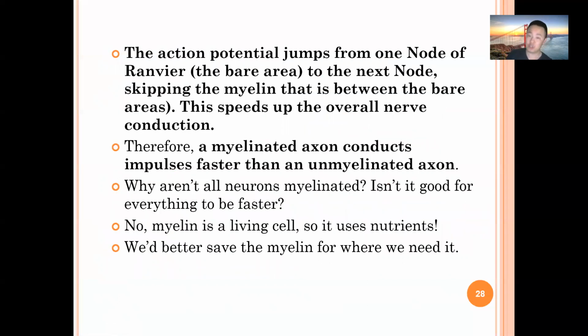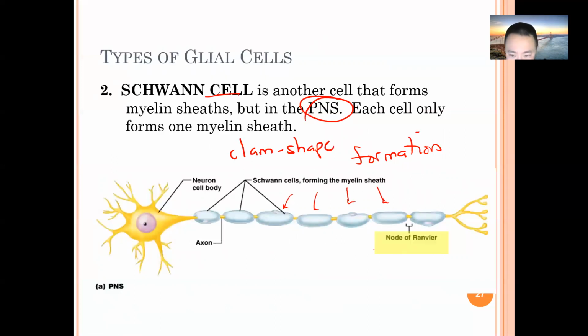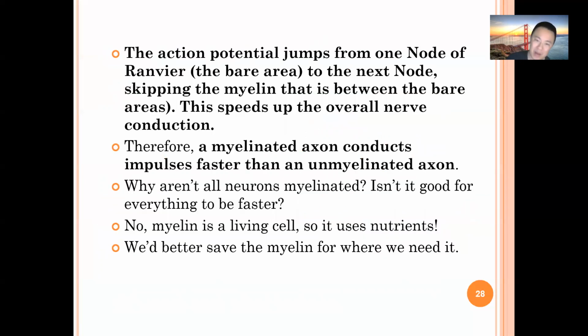Now the action potential jumps from one node of Ranvier, which is a bare area. So here we have it. This is the node of Ranvier right here. It jumps from one bare area to the next node, skipping the myelin that is between the bare areas, and that speeds up the overall nerve conduction. Therefore, a myelinated axon conducts impulses faster than an unmyelinated axon.